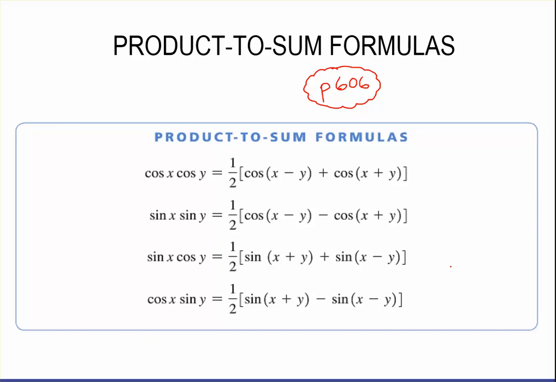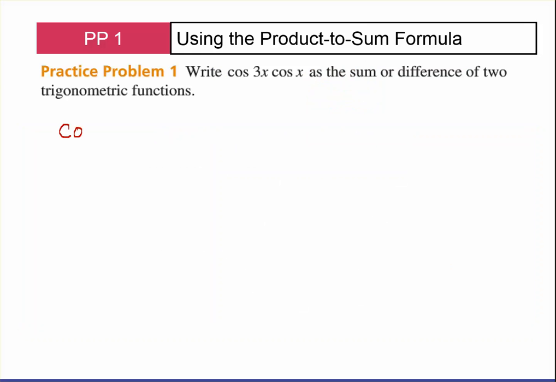Alright, let's go for it. So first things first, practice problem number 1. Can we write cosine of 3x times cosine of x as a sum or difference of two other trigonometric functions? And again, it's just going to be making sure you can look at the formula and use that formula to change that to a sum.